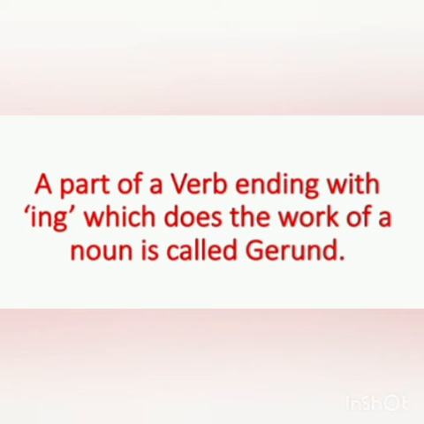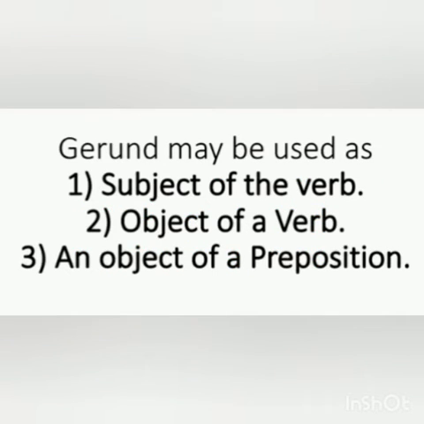A part of a verb ending with ing which does the work of a noun is called a gerund. Gerund is equal to verb plus noun. Since gerund does the work of a noun, it may be used as subject of the verb, object of the verb and an object of a preposition.